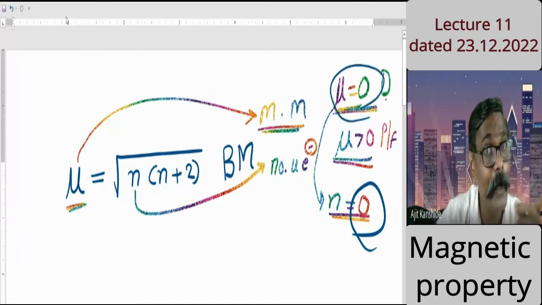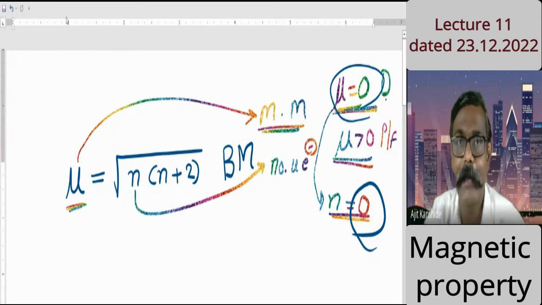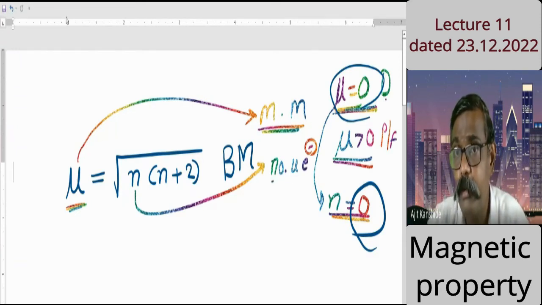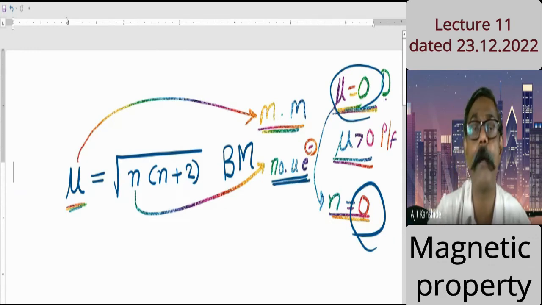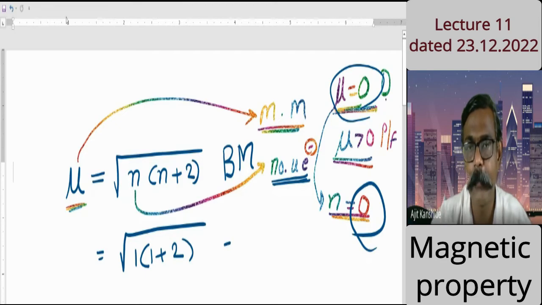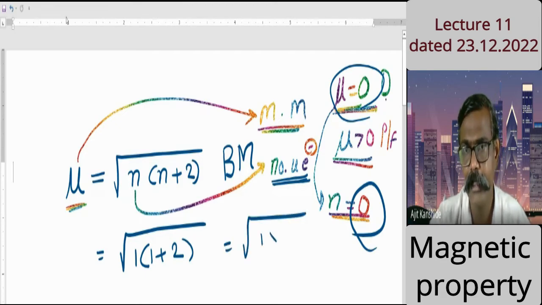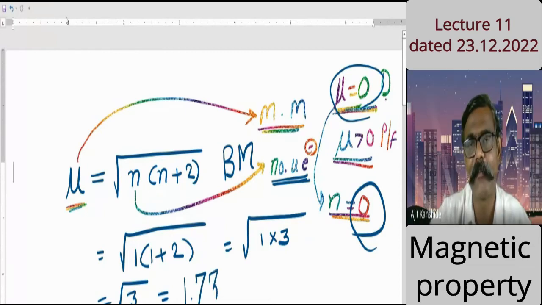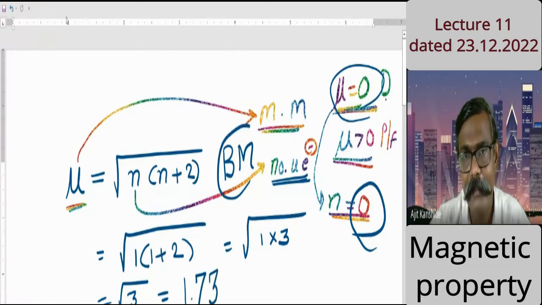But when unpaired electrons are there, then magnetism will be there. Unpaired electron means spin will be there. But what we want here, we don't want spin, we want the number of unpaired electrons. Example, if there is 1 unpaired electron, means n is equal to 1, then I write 1 into 1 plus 2. If I simplify that, square root of 1 into 3. What is the square root of 3? 1.73. And unit for that is this one.